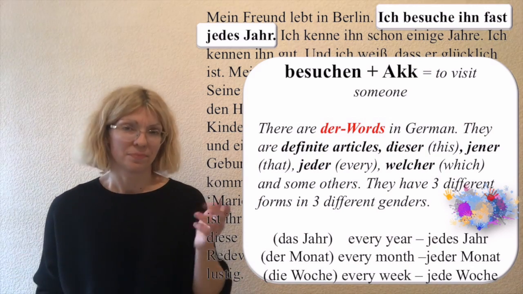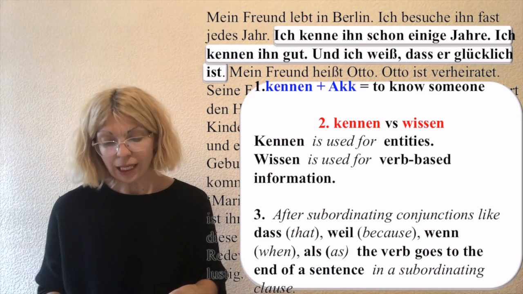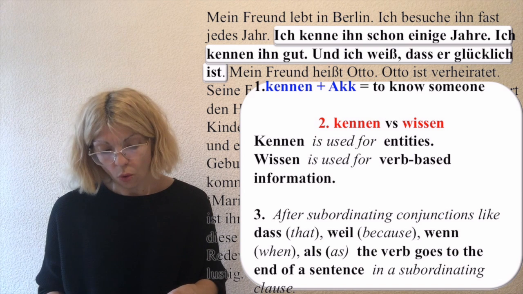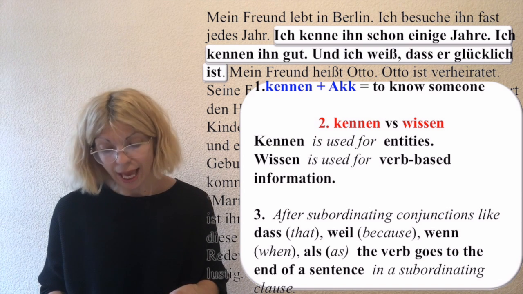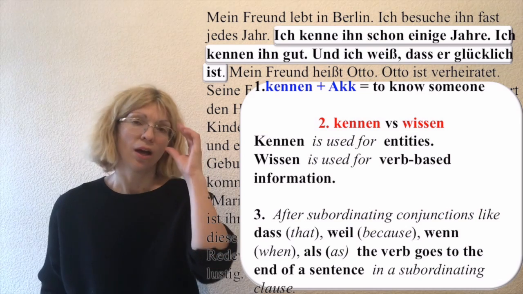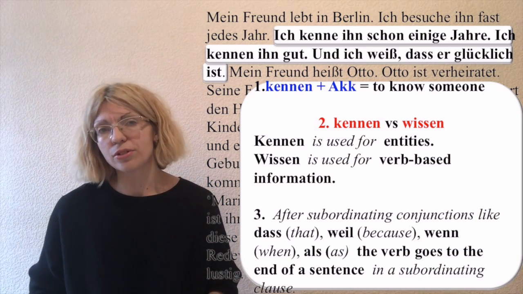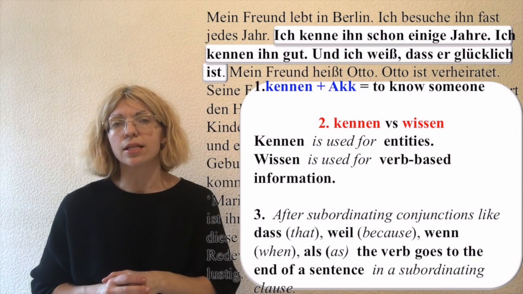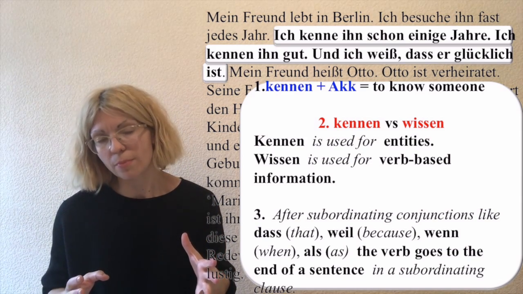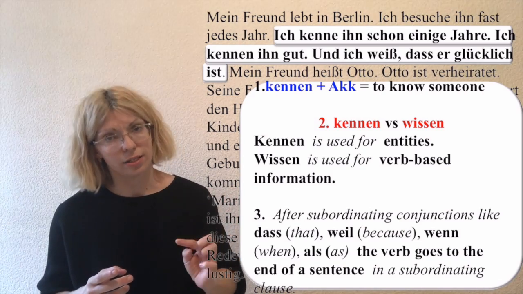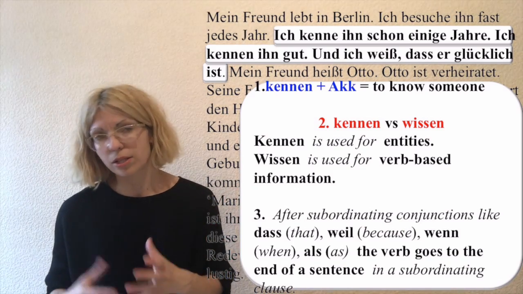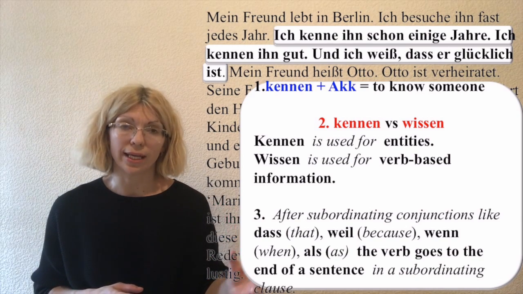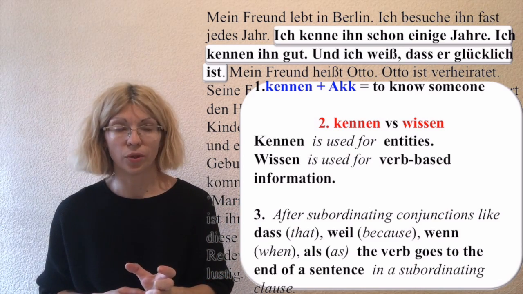Okay? The next. Ich kenne ihn schon einige Jahre. Ich kenne ihn gut. Und ich weiß, dass er glücklich ist. Okay, what we can see. First, we come across the verb kennen, to know. And it always takes the accusative case. One more time, that's why I said ich kenne ihn, okay? Not ich kenne er or something like that, yeah? So one more time: to know someone, kennen plus accusative, okay?